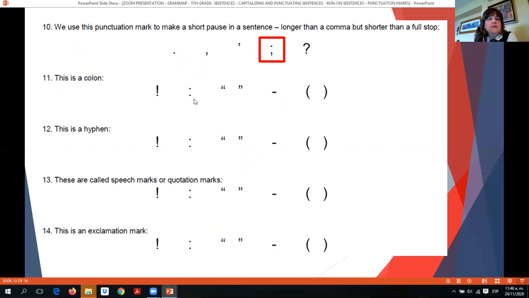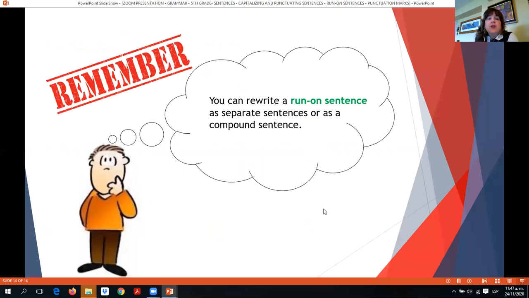This is a colon, this is a hyphen. These are called speech marks or quotation marks here. And this is an exclamation mark, okay? Good. So, going back to what we saw at the beginning of our class, remember you can rewrite a run-on sentence to correct it as two separate sentences or as a compound sentence, okay?